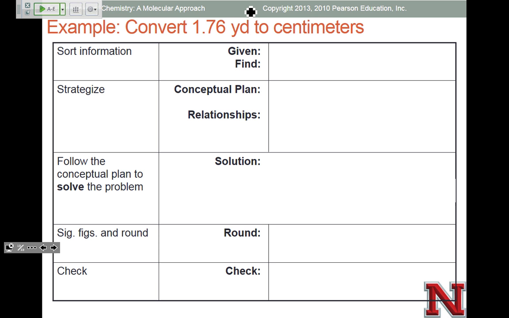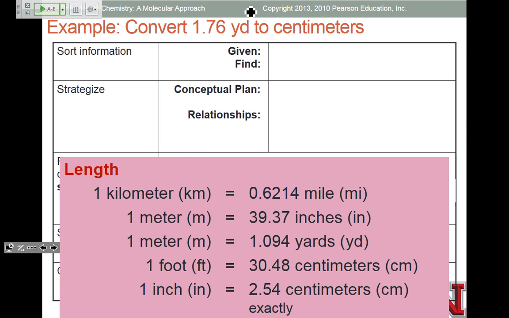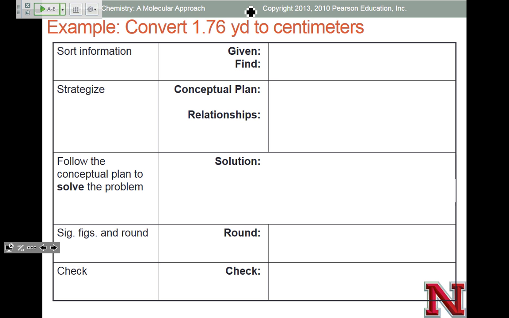So let's look at this first example, which was of course one on the quiz. We are converting a certain amount of yards to centimeters. So our first step is, what are we given? We are given 1.76 yards. I want to write that unit, and we want to find that number in centimeters.